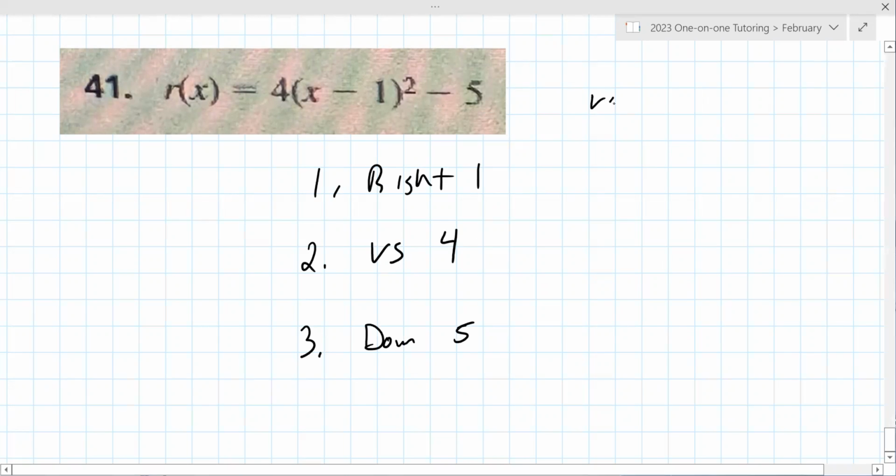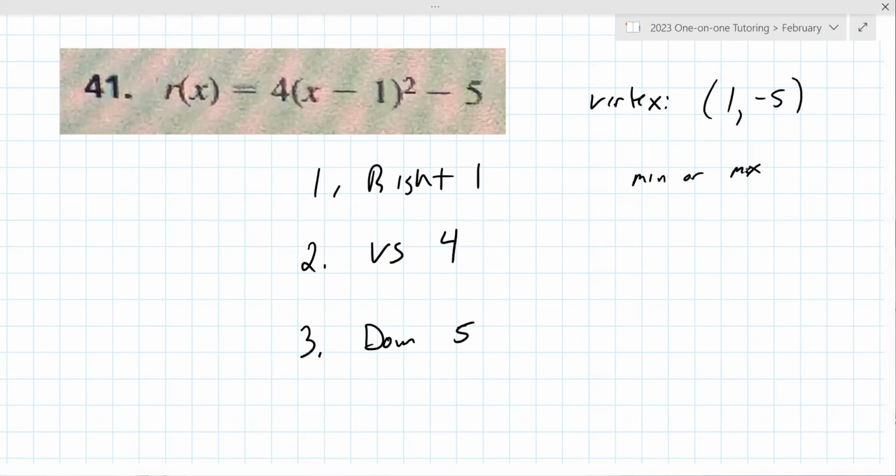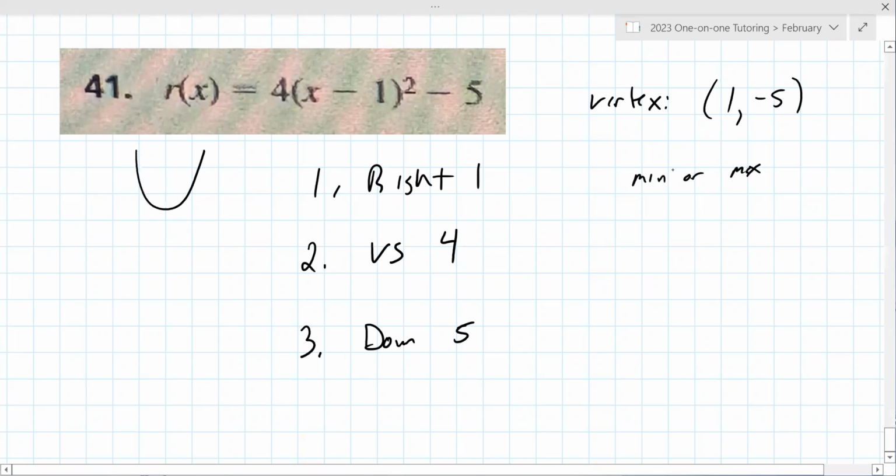What is the vertex of this one? 1, negative 5. Okay, does it have a min or a max? It has a min, because it opens up. Okay, what is the min?